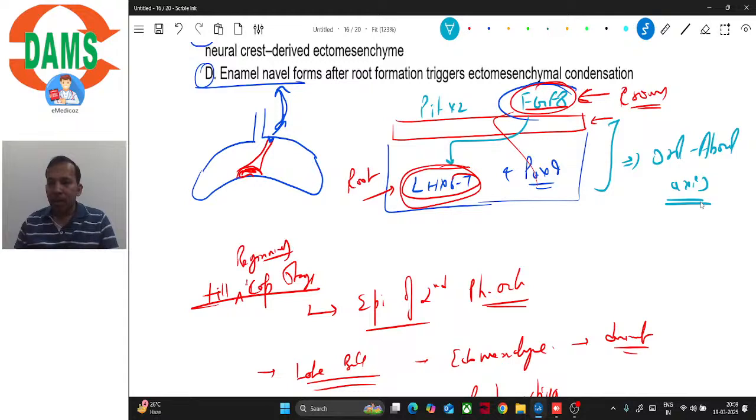So apart from these, we also have two other inductive growth factors like SHH and WNT. So they are also responsible for induction, right? And BMP2 and 4, that is inhibitory.